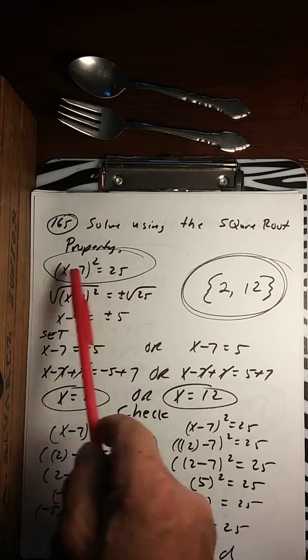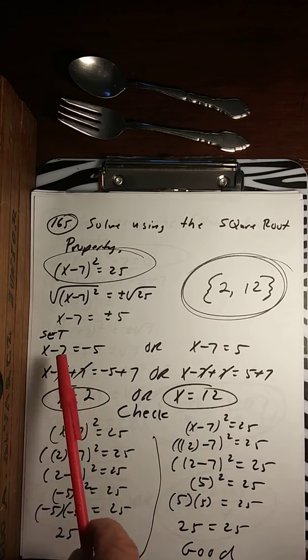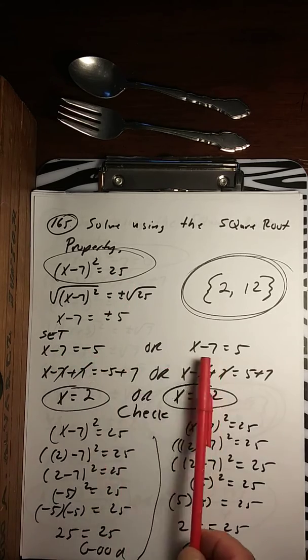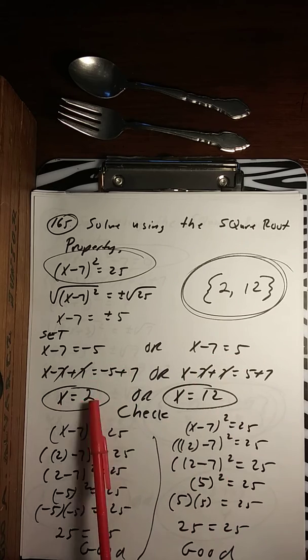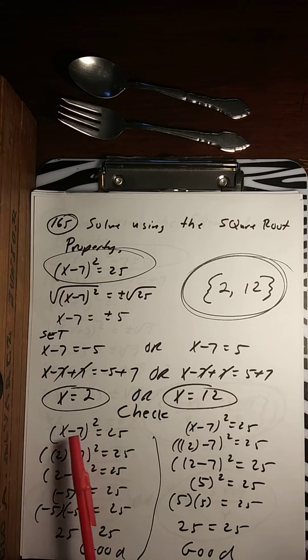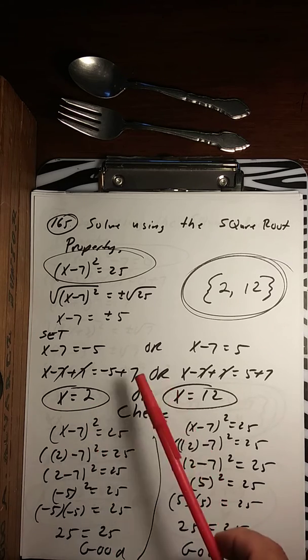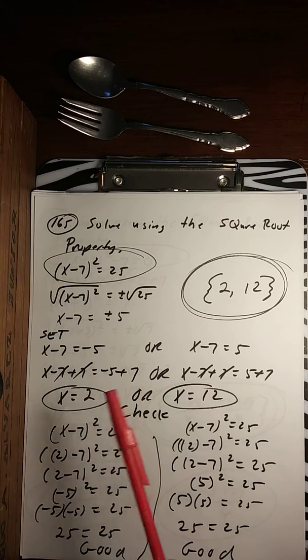Same thing with this one. Solve using the square root property. Take the square root of both sides. So now we have x minus 7 equals plus or minus 5. So we have x minus 7 equals negative 5. X minus 7 equals 5. So this one, add 7, x equals 2. This one plus 7, x equals 12. So now check. Does it work? Check it. Like when you order something, Sonic, whatever, check your orders. If it's correct, hope so.